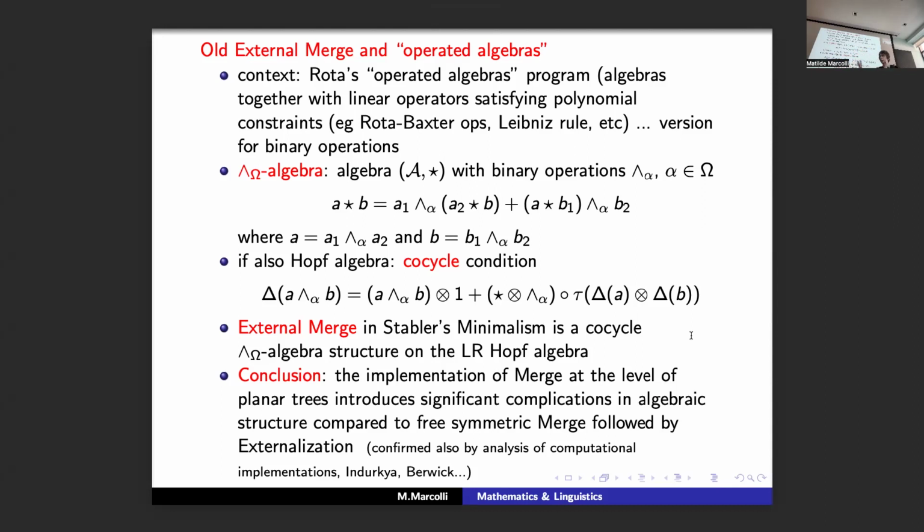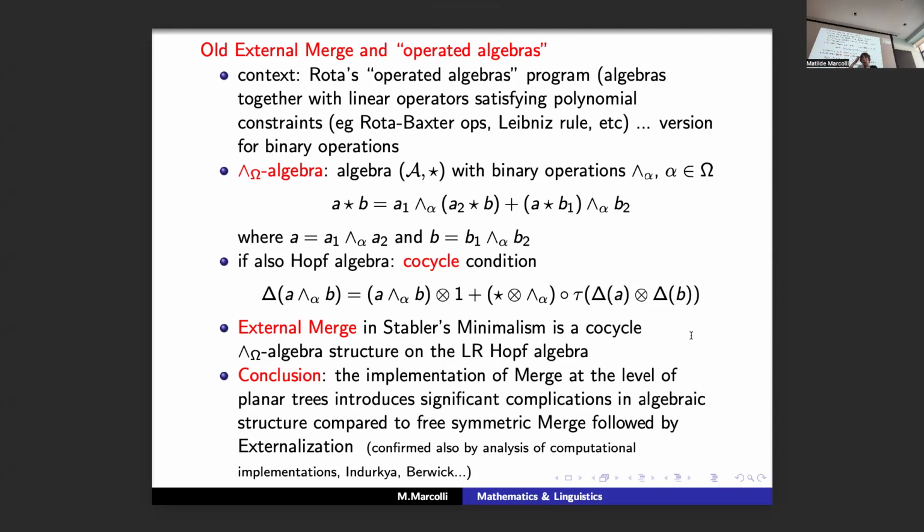So it means that every non-trivial element has a decomposition like this. And we know that by construction, the product in the Loday-Ronco algebra is exactly designed so that this identity holds. So this grafting operation, which defines the external merge, is the operation that exactly gives this type of structure to the algebra.